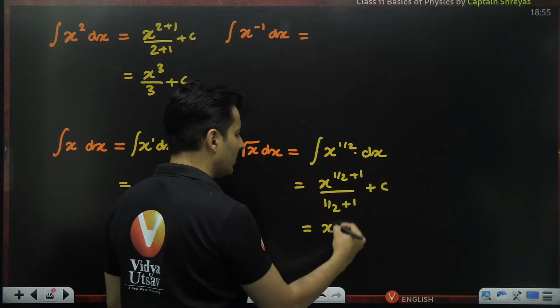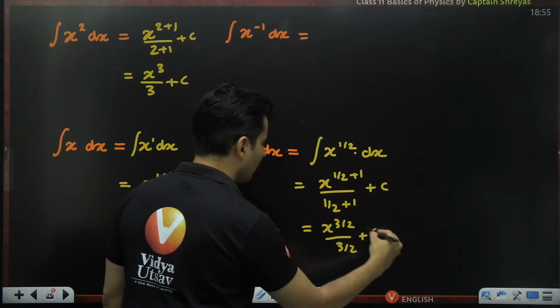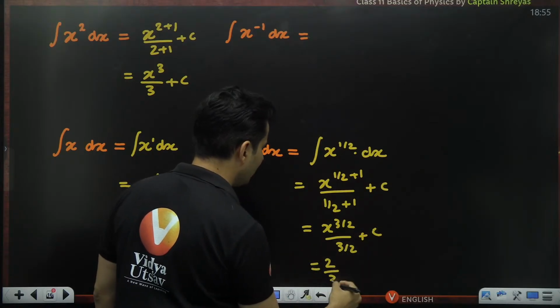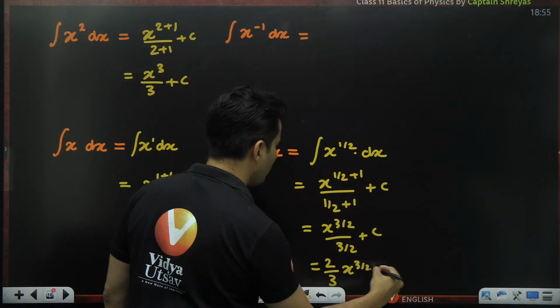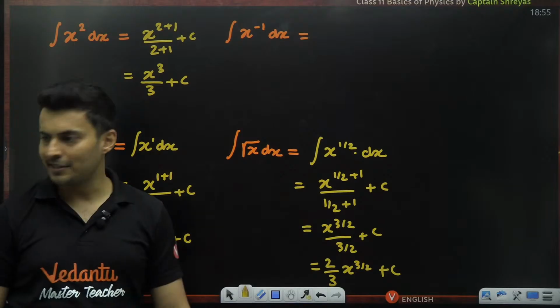Half plus 1 is 3 by 2. So x raised to 3 by 2 by 3 by 2 plus c. So you can bring that 2 on the top, 3 below. So it is 2 by 3 x raised to 3 by 2 plus c over here. That is the answer for this integration.